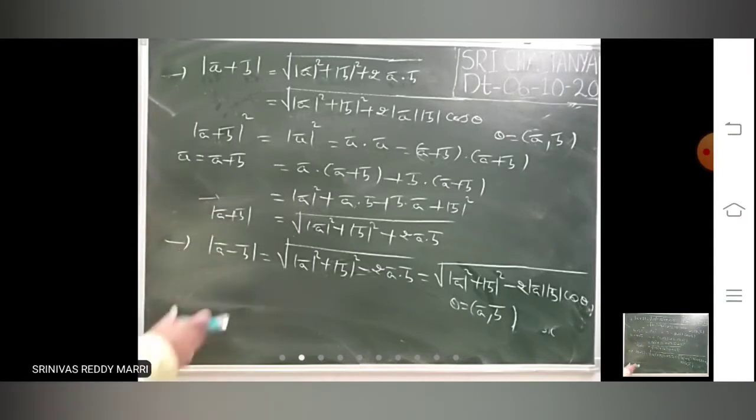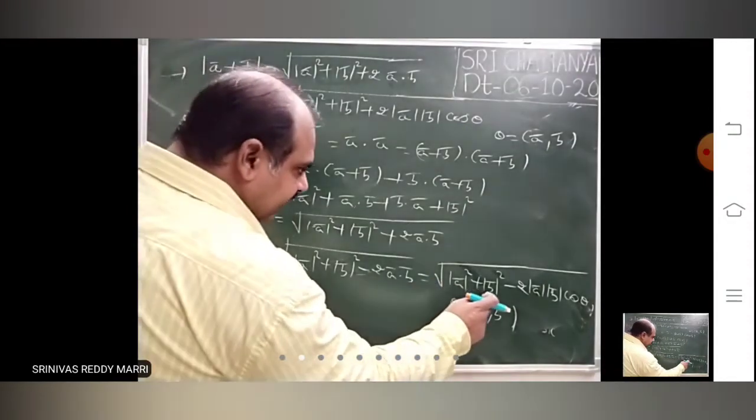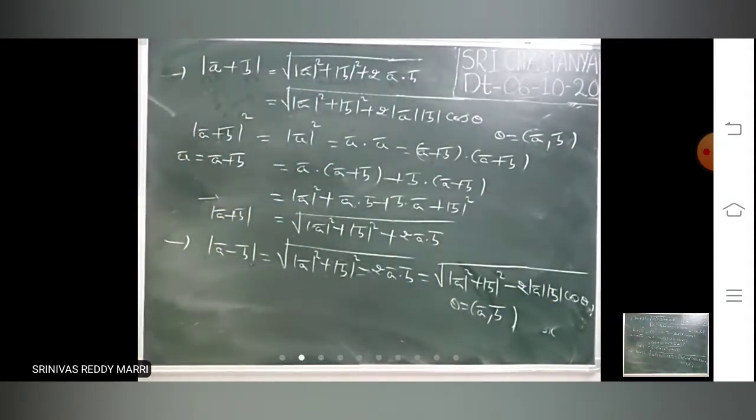Whenever you have to calculate this, you must know the magnitude of A, the magnitude of B, and then the angle between them. If you know them, you can calculate the magnitude of the resultant of vectors like that.